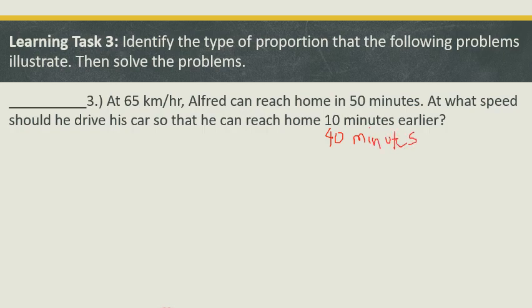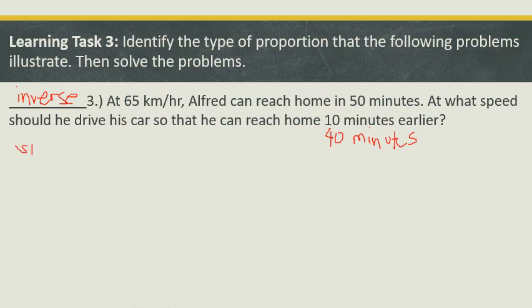So, para bumilis o para bumaba yung oras, kailangan mas mabilis siya, di ba? Kasi nagmamadali siya, so maikli lang yung oras, mas mataas dapat yung speed niya. Mas mabilis pa kaysa sa 65. So, ito po ay inverse. Kasi iikli yung oras, pero tataas yung ating speed.